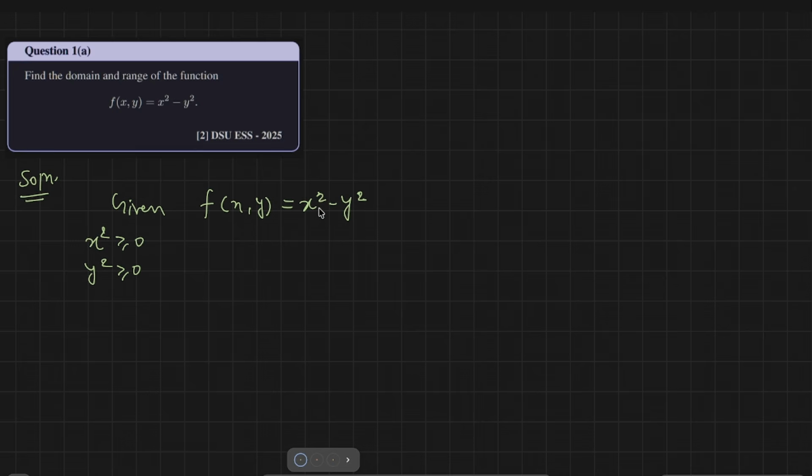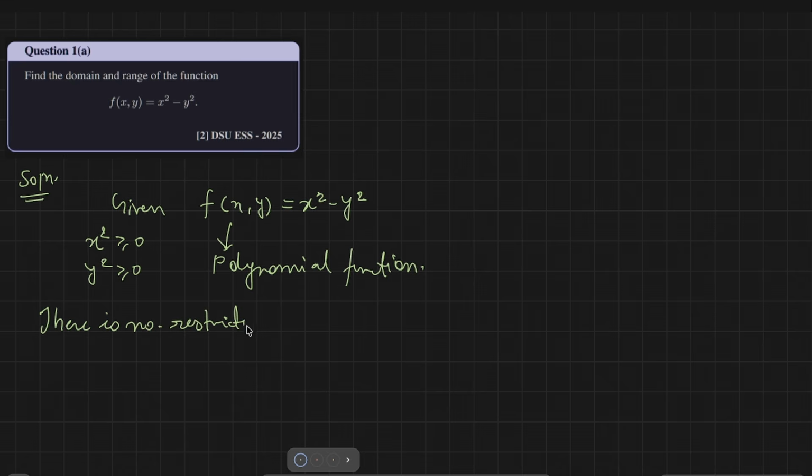But you know that it is very clear that this is a polynomial function, and all of you know that a polynomial function is always defined on the real numbers, so there is no restriction. So you can write there is no restriction for choosing the values of x and y. It means the domain will be the whole real numbers, or whole R2.